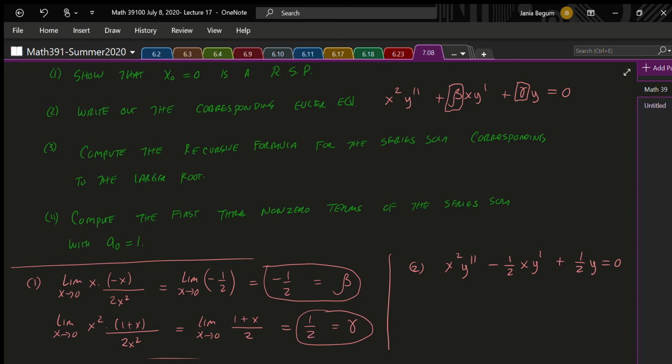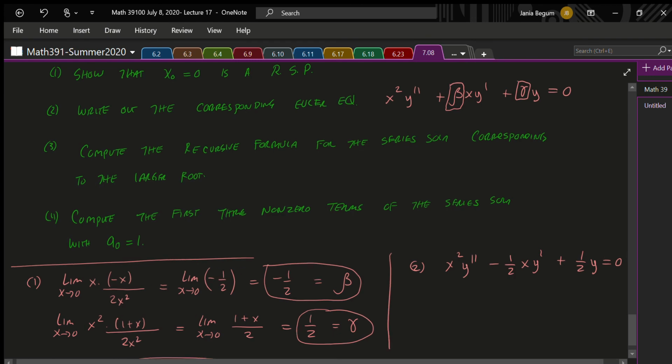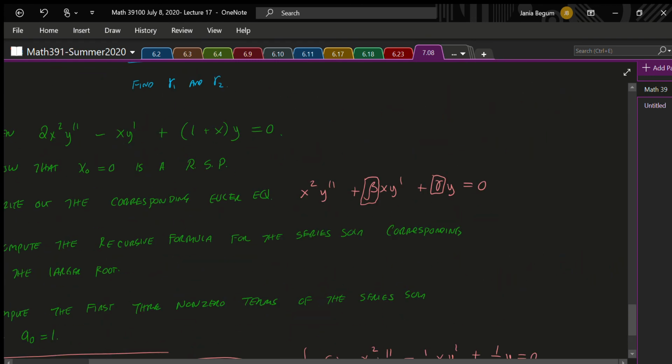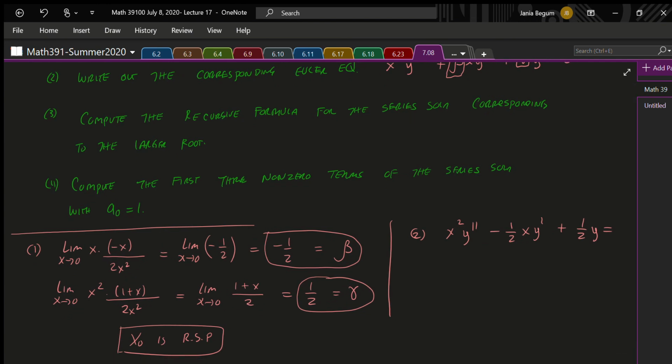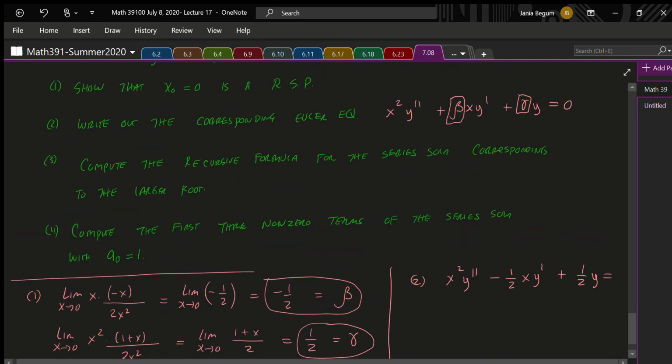Now, I should have added an extra part to this. Write out the corresponding Euler equation and one more: let's find the roots. Because that's quick, we can do that, right? We learned that in 5.4. How do we find roots to this Euler equation?